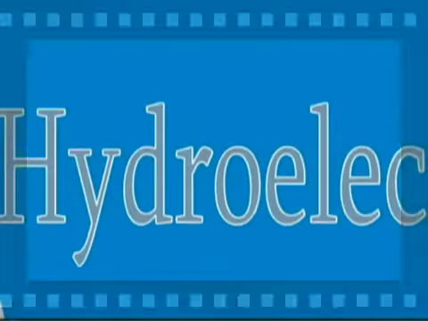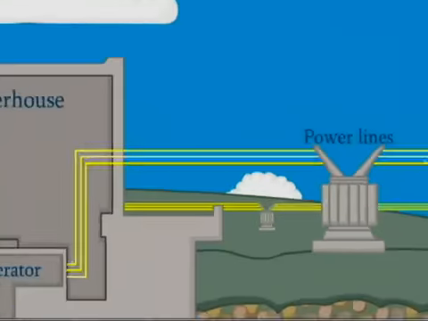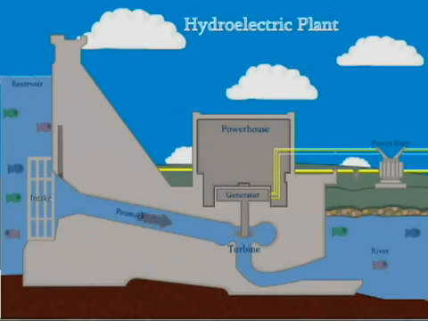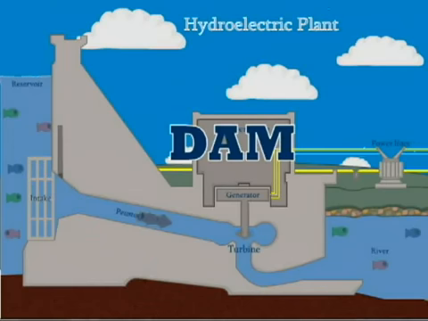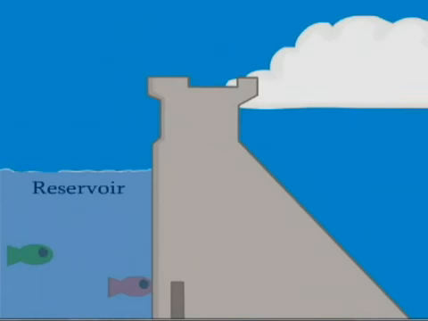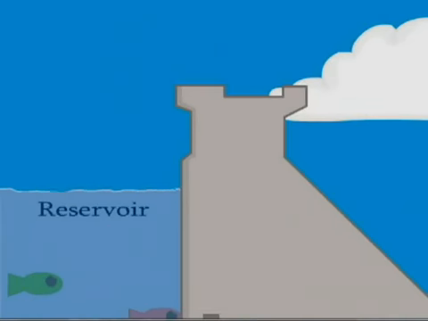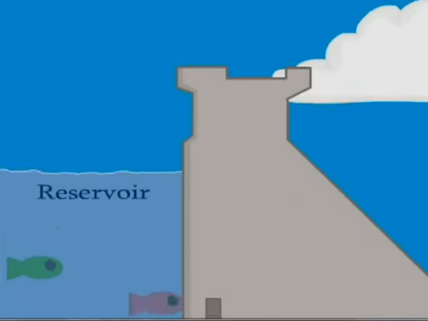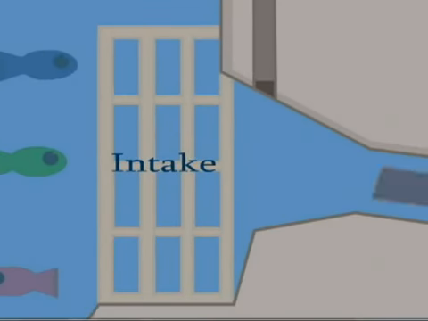Tell you how a hydroelectric plant works. So here's a diagram of a hydroelectric plant, but it's more commonly known as a dam. Shown on the left side of the diagram, you have what is called a reservoir, which is another name for lake. Now the water flows through the intake, which is the gate-like structure that helps control the flow of water.